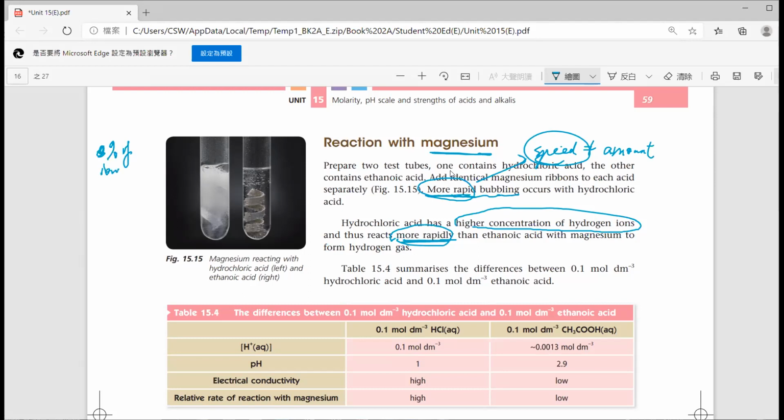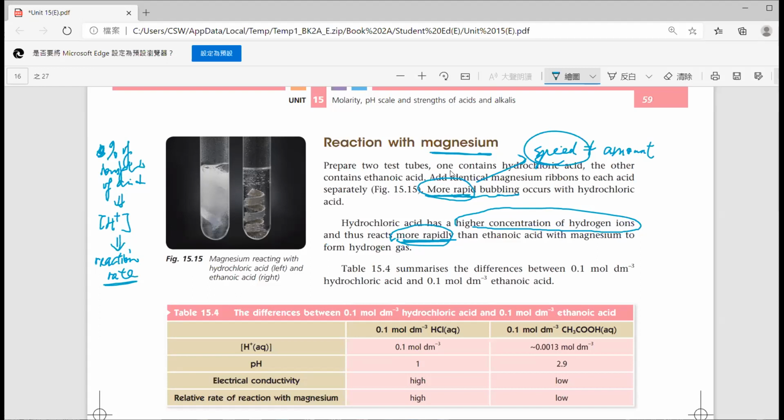The strength of the acid, the degree of ionization of the acid, will affect what? The hydrogen ion concentration, which will affect the reaction speed, right? But in chemistry, they will use the words reaction rate to tell. Reaction rate.